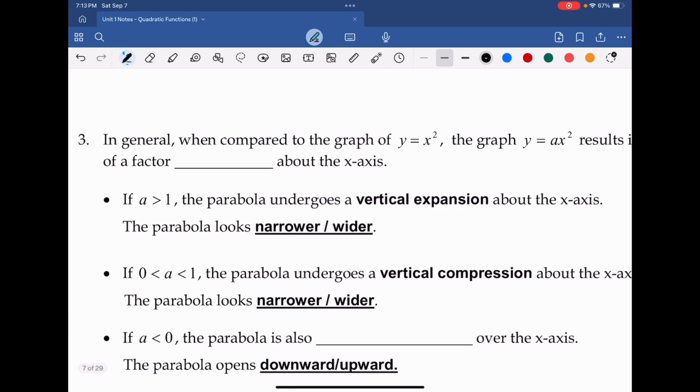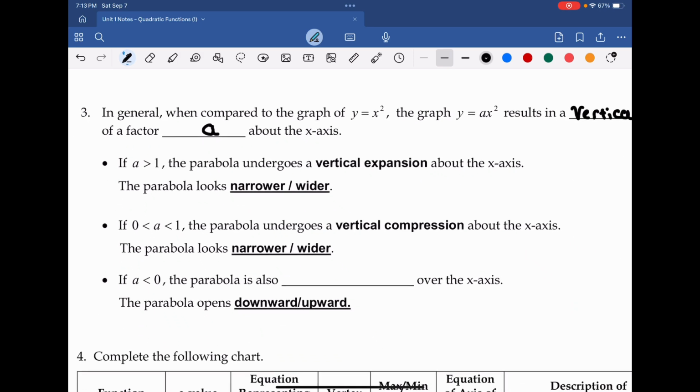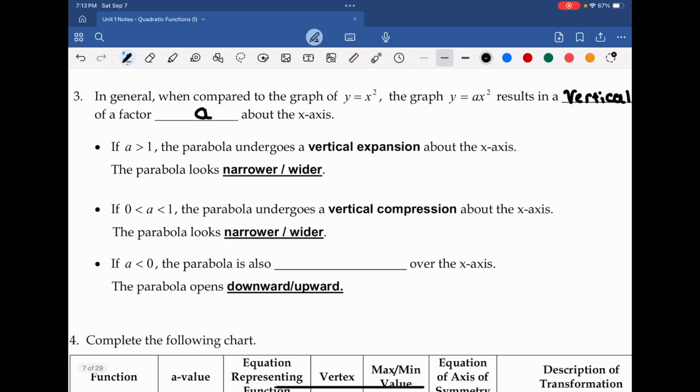By a factor of whatever that a value is about the x-axis. So it's either stretching away from the x-axis or stretching towards the x-axis, getting closer. Summarizing that here: if a is greater than 0, meaning if a is a positive value, then the parabola undergoes a vertical expansion about the x-axis. The new parabola is going to look narrower because it's going to look larger. It's going to extend upwards.